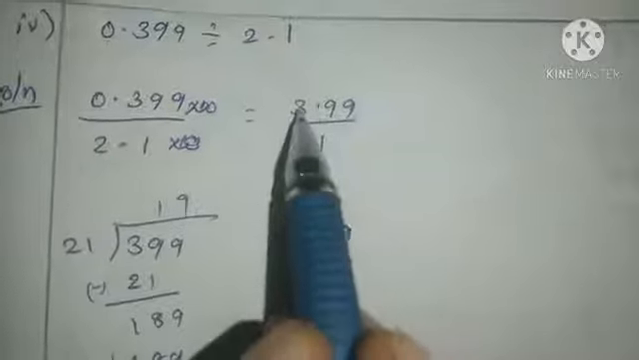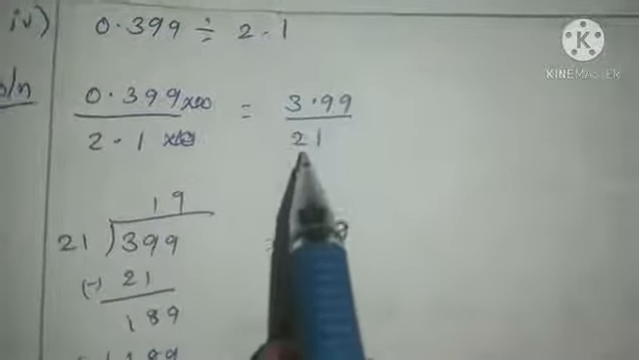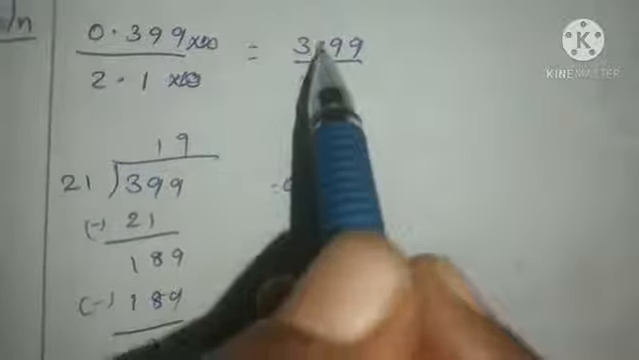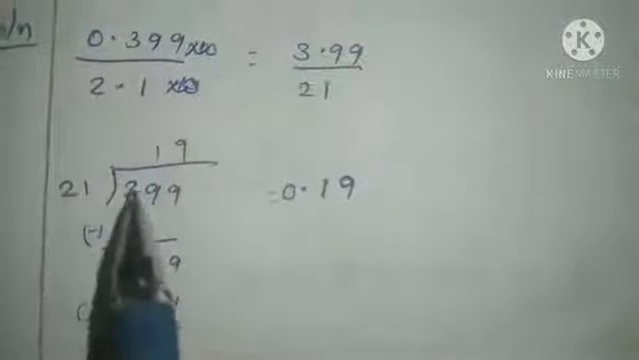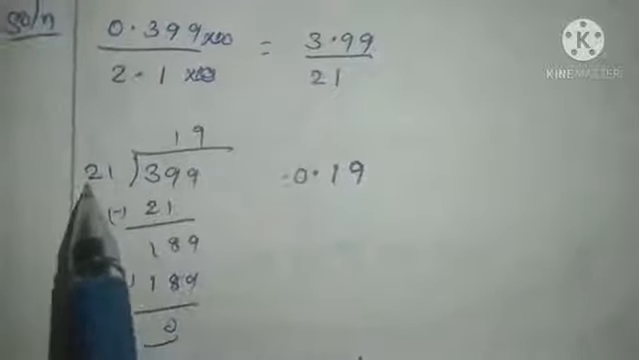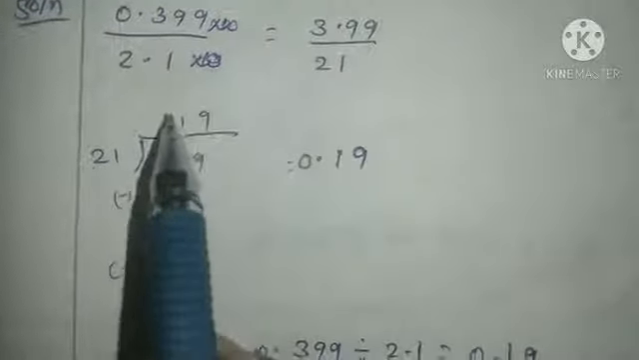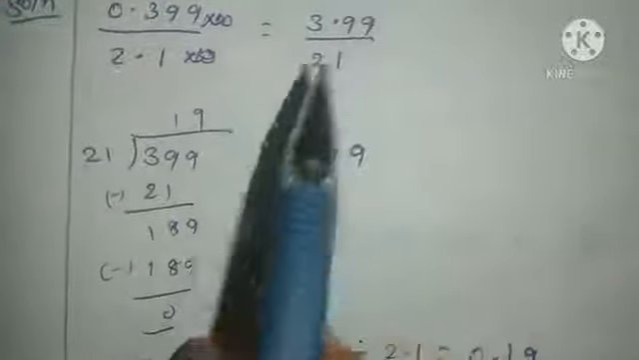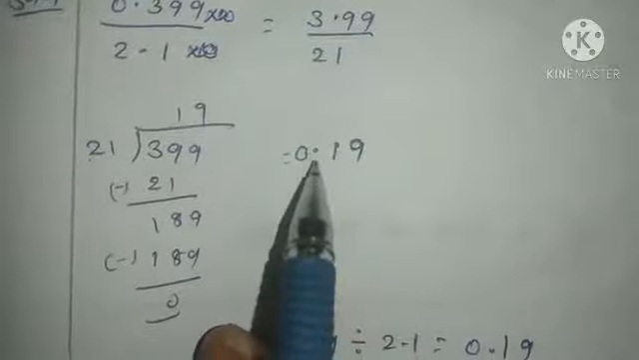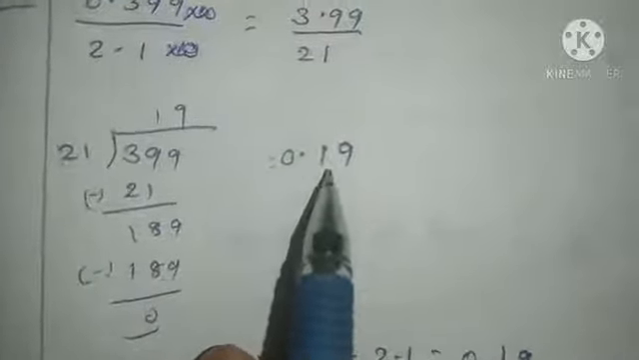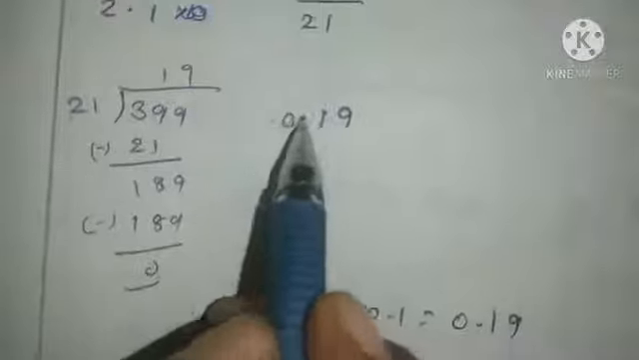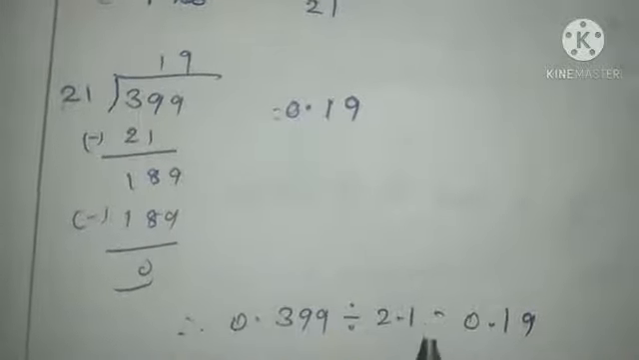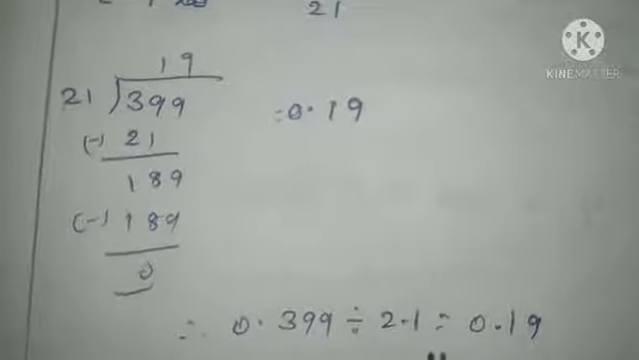Now the numerator is a decimal number and the denominator is a whole number. Like the first sum, you have to divide the numerator by the denominator. That is 399 divided by 21. We get the quotient as 19. In the dividend, we have 2 decimal places. So in the quotient also we should have 2 decimal places, that is 0.19. Therefore 0.399 divided by 2.1 is equal to 0.19.